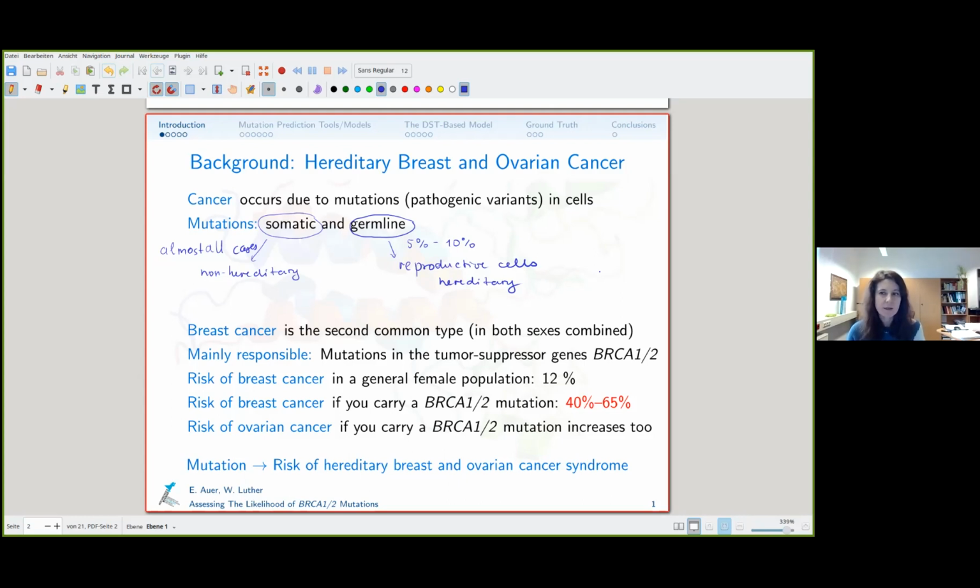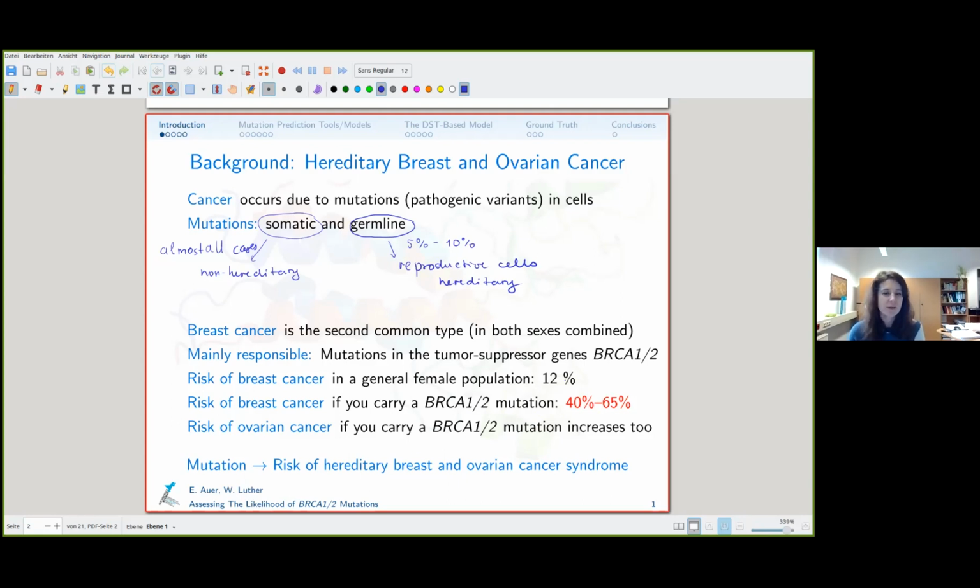In the 90s, it was discovered that mutations in the so-called tumor suppressor genes BRCA1 and 2 are responsible for breast and ovarian cancer. If you consider the risk of breast cancer in a general female population, it's about 12%. But if you already carry a BRCA1 or 2 mutation, then the risk can increase up to 65% even. Additionally, the risk of ovarian cancer increases.